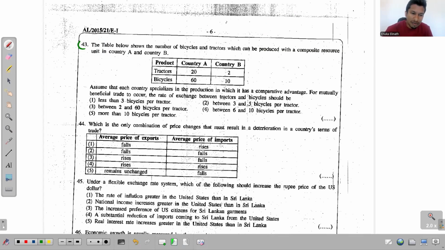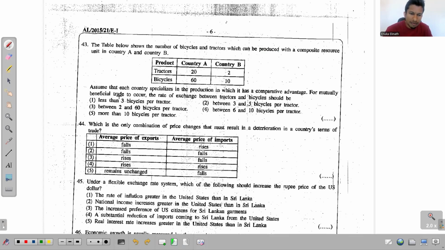We'll move to this question 43 now. The question says, the table below shows the number of bicycles and tractors which can be produced with a composite resource unit in country A and country B. And after giving the table, they say, assume that each country specializes in the production in which it has a comparative advantage.